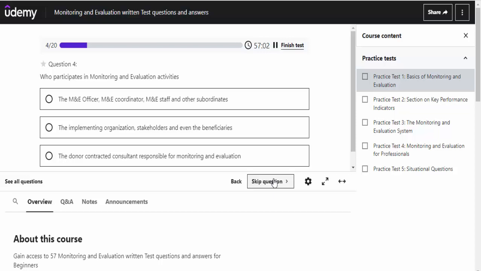But let's go to the next option. The donor contracted consultant responsible for monitoring and evaluation. That one is wrong. So B is the correct answer.